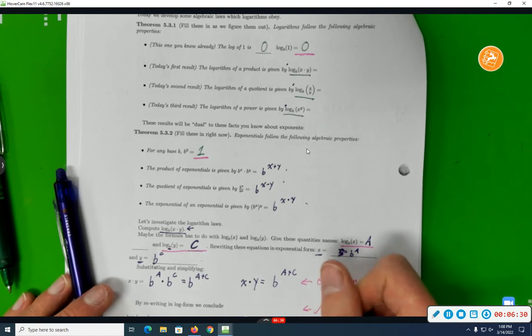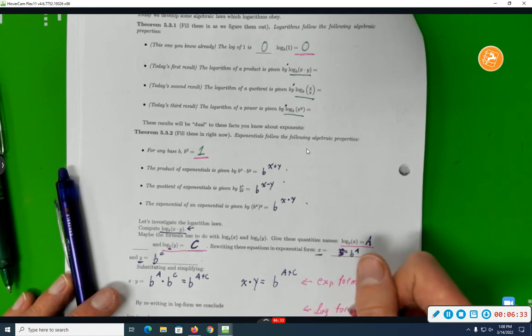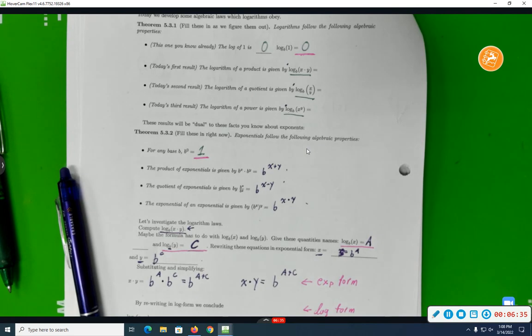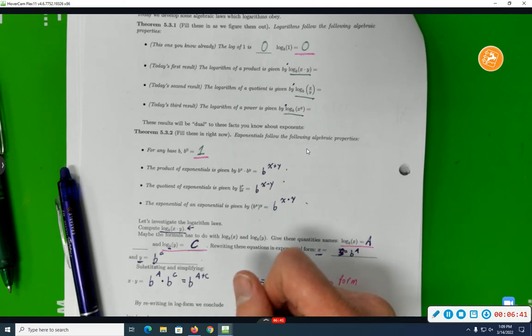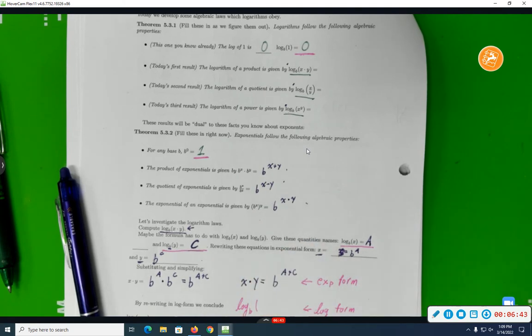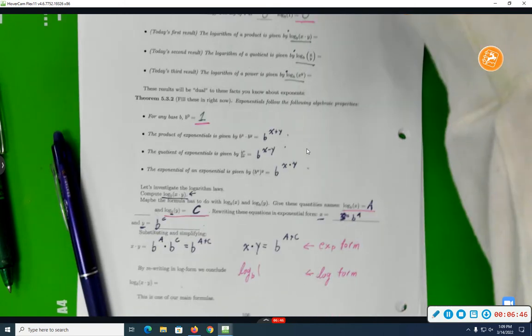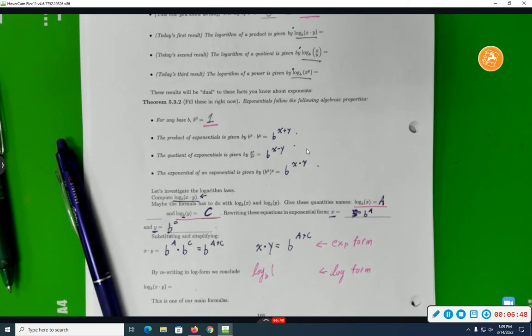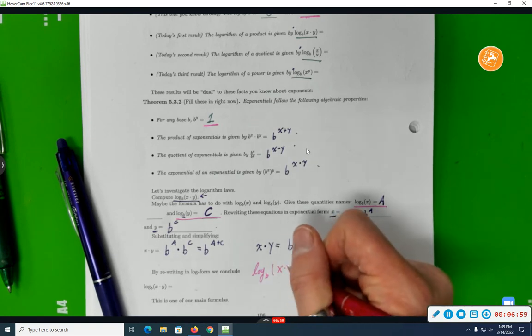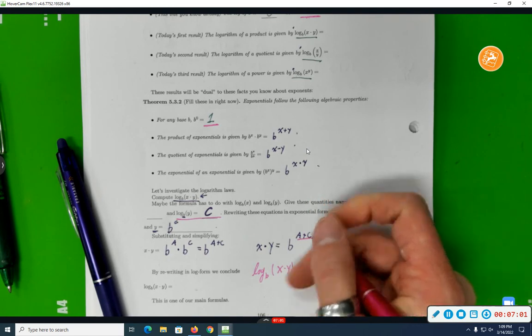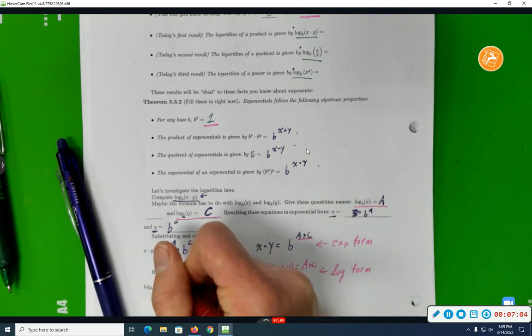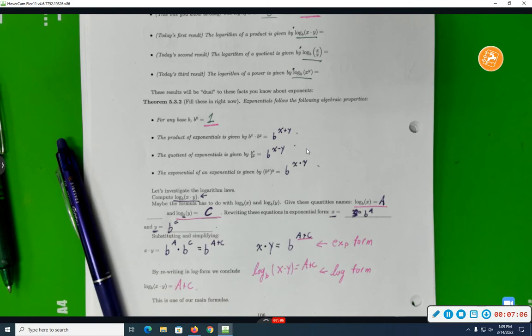Let's start with what it is in log form. What's the base in that exponent? B. So that'll be the thing in the base of the logarithm. What'll be the thing inside of the parentheses of that log? Just the stuff on the opposite side of the equal sign, right? And it will be equal to the stuff in the exponent, a plus c. So the log base b of xy is equal to a plus c.